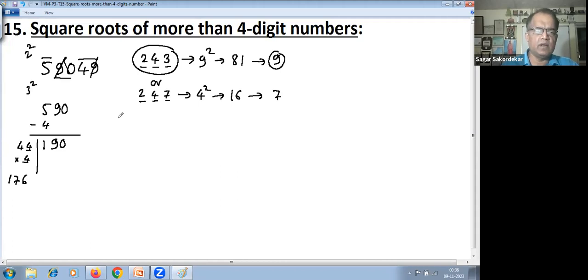So like that you can get the square root of any 5 or 6 digit perfect square number. So try a number of examples yourself and be thorough. Practice is very important.